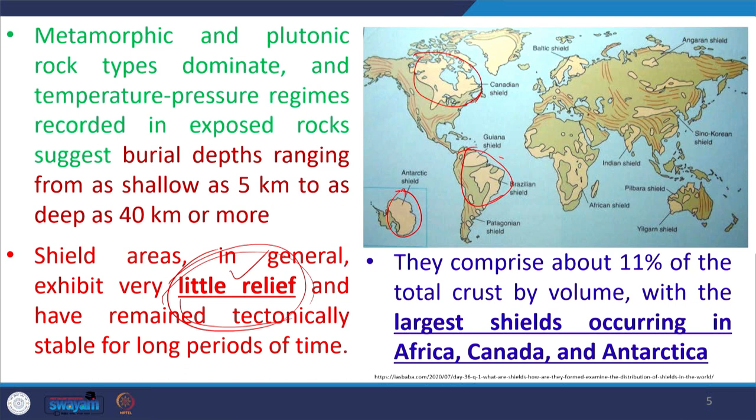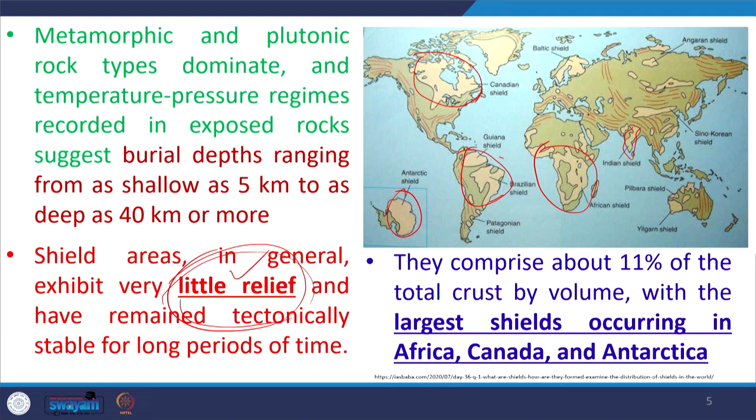The shields comprise around 11% of the total crust by volume, with the largest shields occurring in Africa, Canada and Antarctica. Now, if you see here, the largest shields are exposed here. And we have the Indian shield also, where the Precambrian rocks are exposed, and the African shield. So, these are the different Precambrian shields that are exposed.